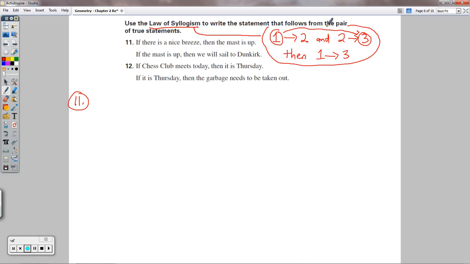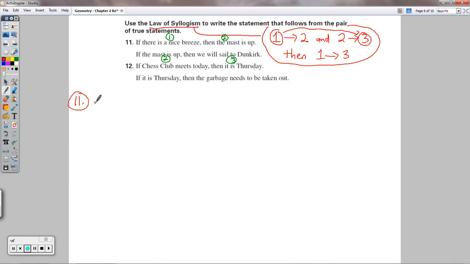Number 11, writing the statement that follows. So if there is a nice breeze, that would be like statement 1. Then the mast is up. That would be like statement 2. The mast is up is statement 2. Then we will sail to Dunkirk, that would be statement 3.